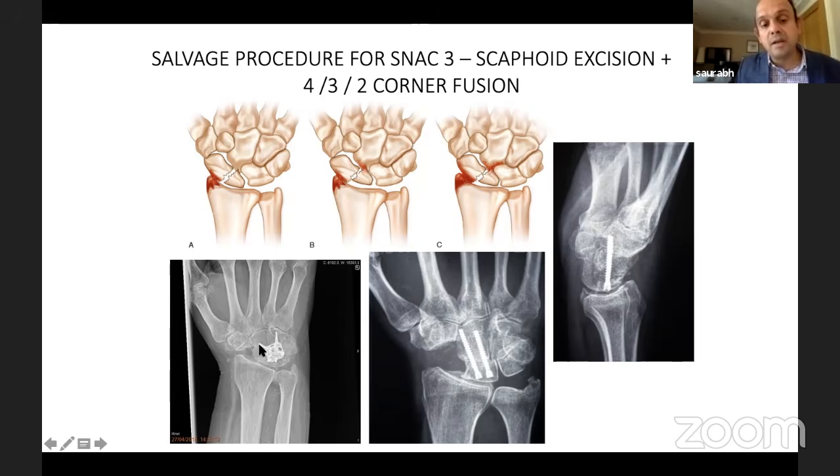In my practice, I would do a four-corner fusion using spider plates. These days, they're talking about three corners and two corners. I don't think you need to know that for the exam at your stage. But as I was telling you before, your fusion of lunate and capitate is more important. So whether you put a spider plate or screws, you need to make sure these two surfaces fuse up.